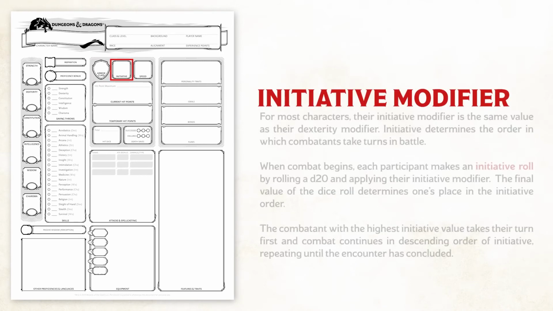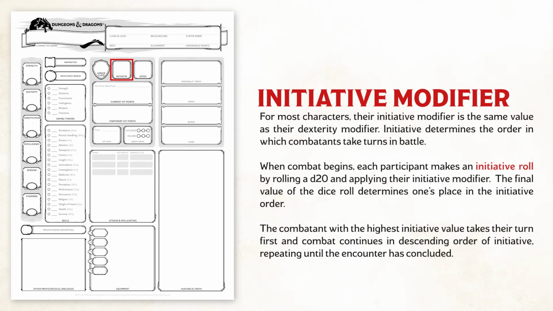Initiative modifier. For most characters, their initiative modifier is the same value as their dexterity modifier. Initiative determines the order in which combatants take turns in battle. When combat begins, each participant makes an initiative roll by rolling a d20 and applying their initiative modifier. The final value of the dice roll determines one's place in the initiative order. The combatant with the highest initiative value takes their turn first, and combat continues in descending order of initiative, repeating until the encounter has concluded.